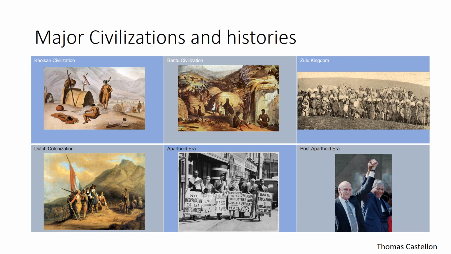Apartheid era. In 1948, the National Party came to power and implemented the policy of apartheid, legalizing racial segregation and discrimination against the majority Black African inhabitants.